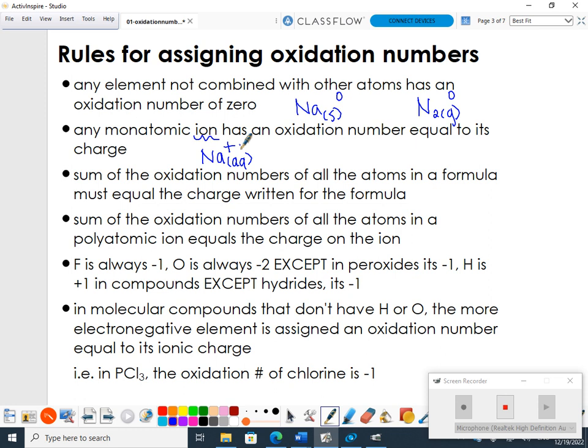So the same thing is true for a monatomic ion with its oxidation number. You might be like, yeah, obviously, Miss Todd, but again, we would have said ionic charge is 1. Now we're just going to call it the oxidation number if you're trying to figure out which one's oxidized and which one's reduced.